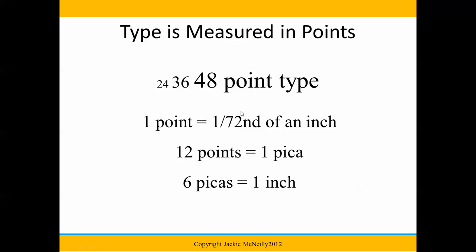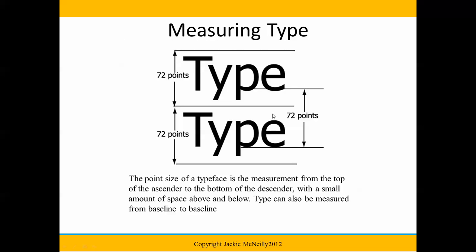Now, type is measured in points. A point is 1/72 of an inch. There are 12 points to a pica and 6 picas to an inch. Now, when measuring type, we measure a little above the ascender and a little below the descender, depending on how the designer designed it.